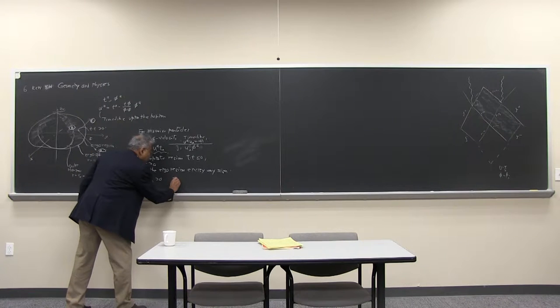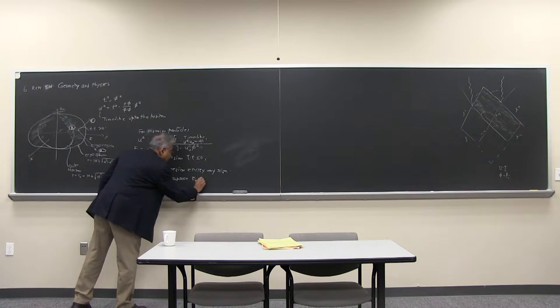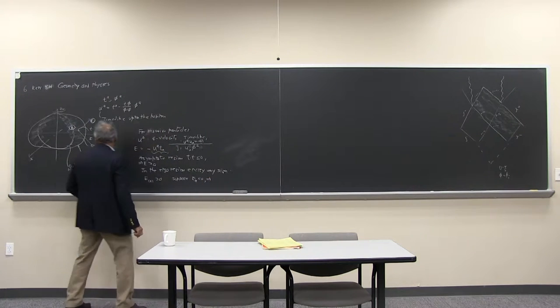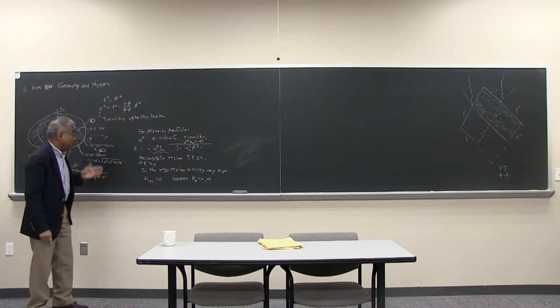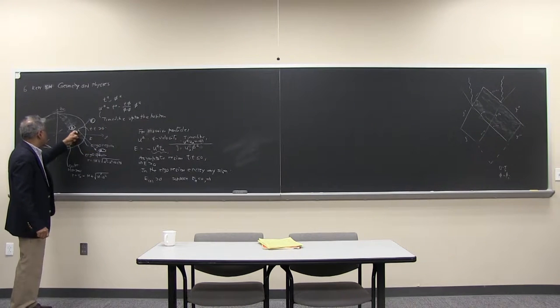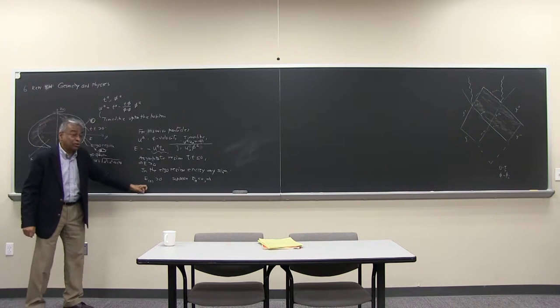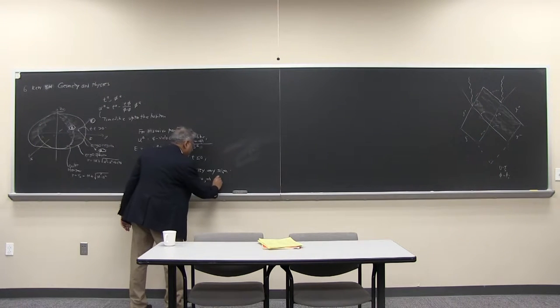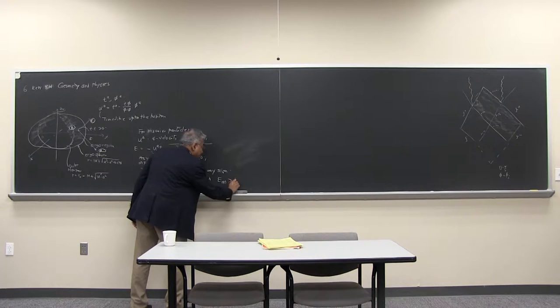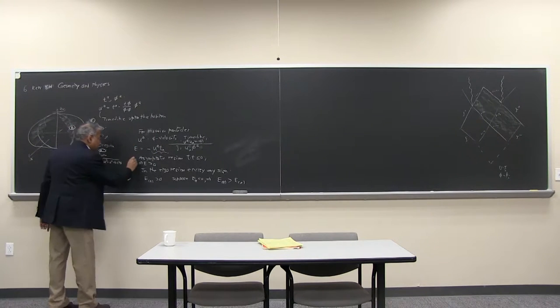So suppose it happens that EB is negative. Then it follows immediately that, since energy is conserved, this energy was coming in here, and some negative energy went in, that means the energy that comes out would be bigger than the original energy. So it follows immediately that the energy of the particle EC will be bigger than the energy of the original particle. That fits. So this is called the Penrose process.